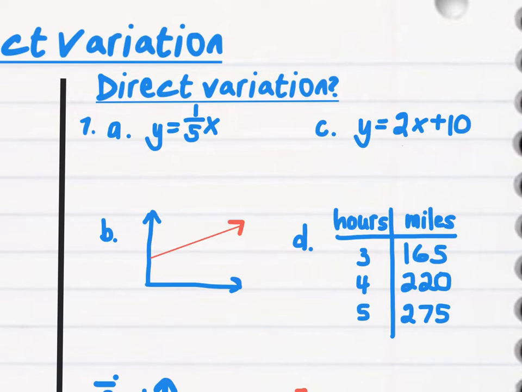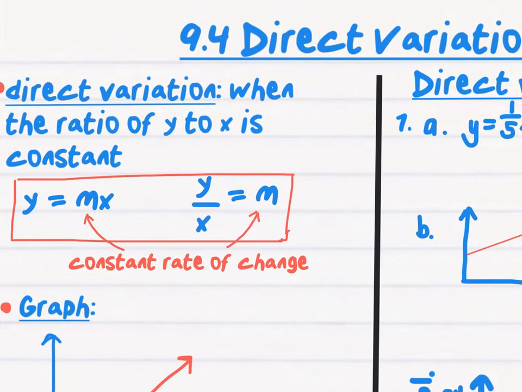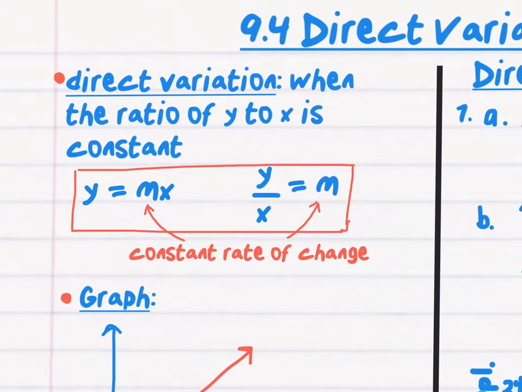Okay, so what we're going to do is we're going to look at each of these for problem 1, A, B, C, and D, and we're going to see which ones show a direct variation. Now remember, when we talk about direct variation, when we're talking about the equation form, it's going to follow this format, y equals mx, where m is going to be a number that represents our constant rate of change.